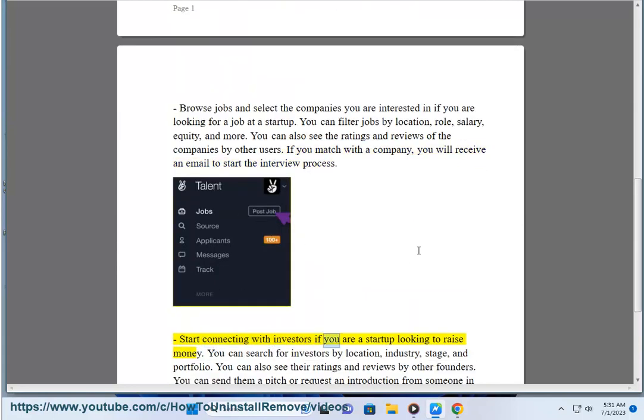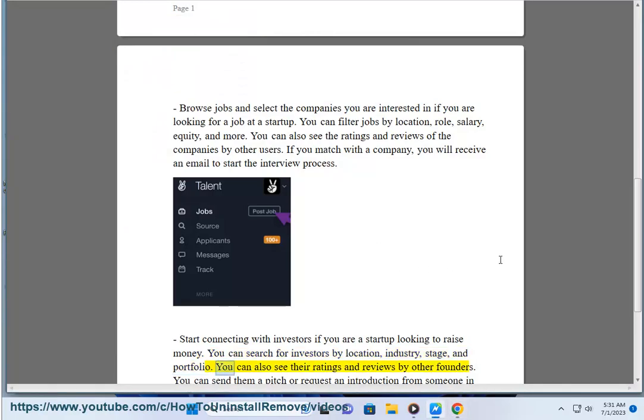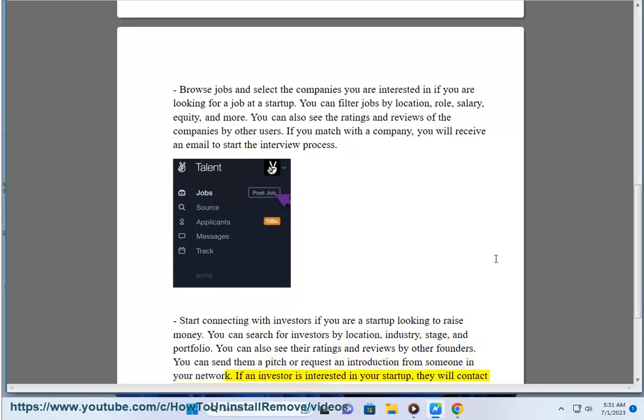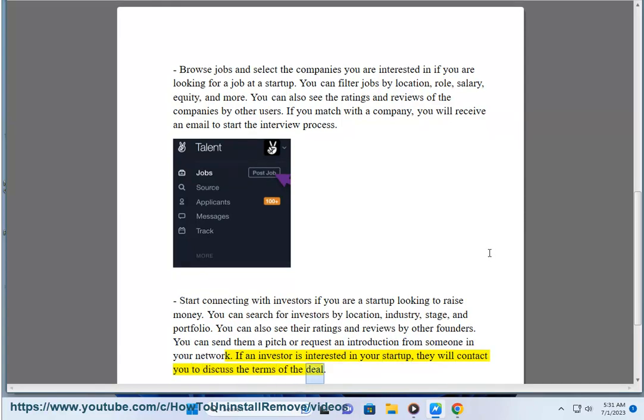Start connecting with investors if you are a startup looking to raise money. You can search for investors by location, industry, stage, and portfolio. You can also see their ratings and reviews by other founders. You can send them a pitch or request an introduction from someone in your network. If an investor is interested in your startup, they will contact you to discuss the terms of the deal.